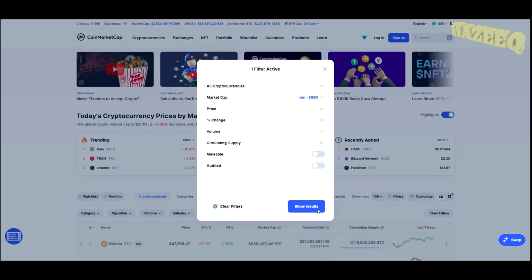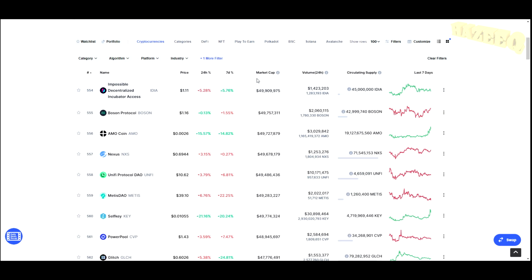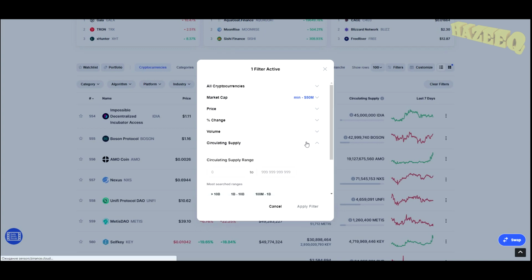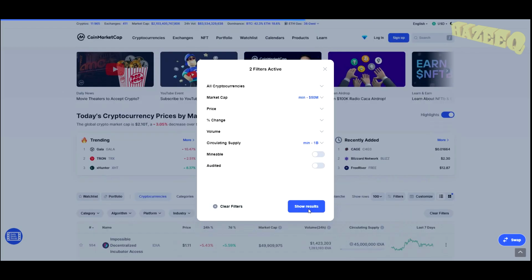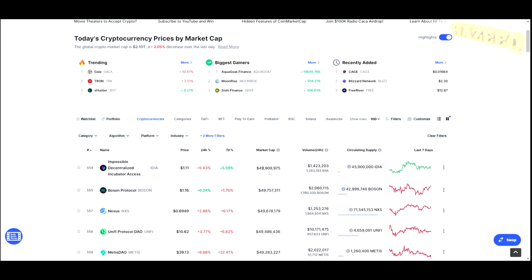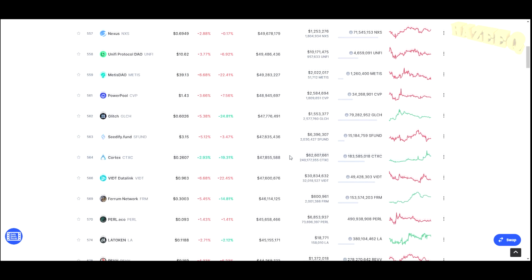So this is, for example, if you want to search for low cap gems, right? And you get all the low cap gems with a market cap below 50 million. You can add another filter, the circulating supply. Let's say we want not more than 1 billion circulating supply. You apply the filter and you get all the projects that have less than 1 billion circulating supply tokens with less than 50 million in market cap, and you just scroll through the projects.